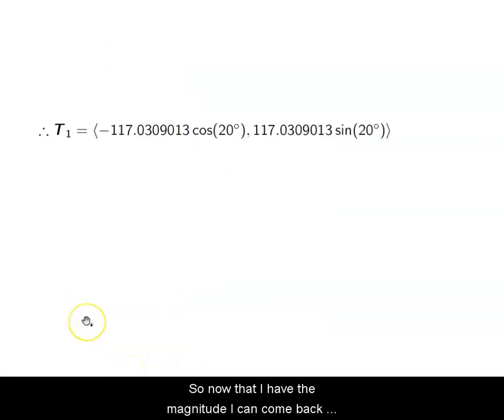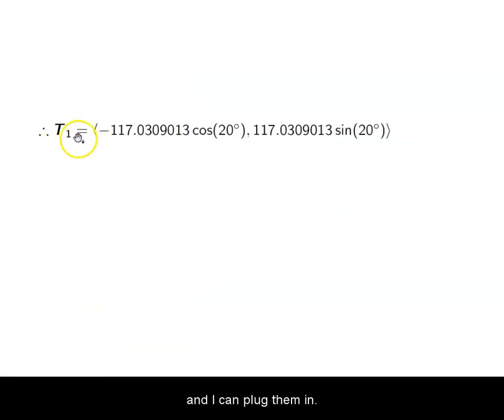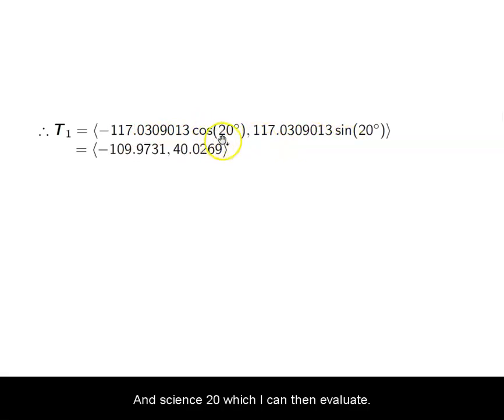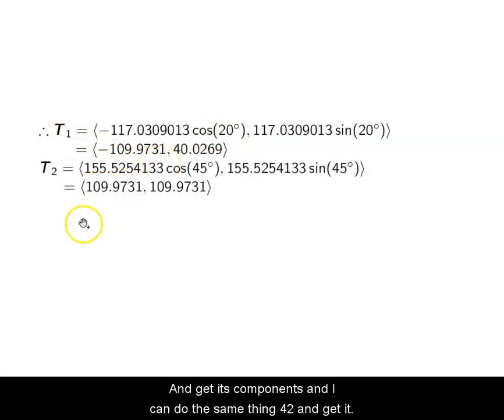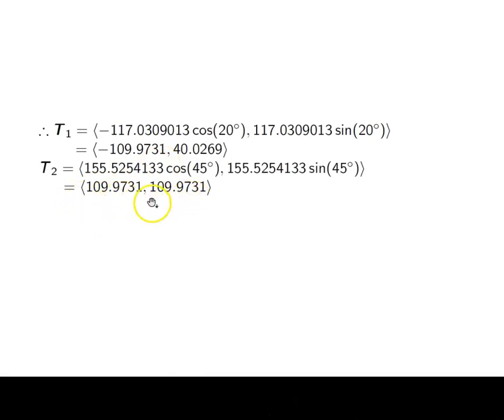So now that I have the magnitudes, I can come back and I can plug them in for my T1. It's negative 117.0309 cosine 20 and sine 20, which I can then evaluate and get its components, and I can do the same thing for T2 and get its components, right? And so that is how we solve problems with vector equations.